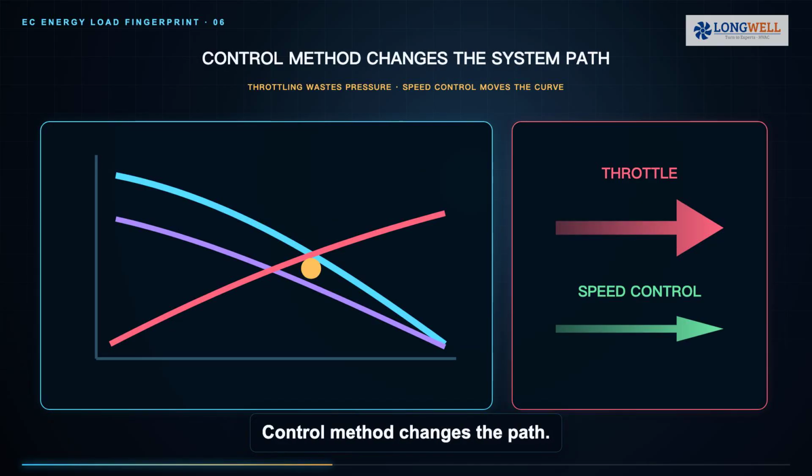Control method changes the path. A damper may reduce airflow while the fan still produces pressure that the system throws away. Speed control moves the fan curve and can lower both flow and pressure generation. The actual operating point remains the intersection of fan and system behavior.